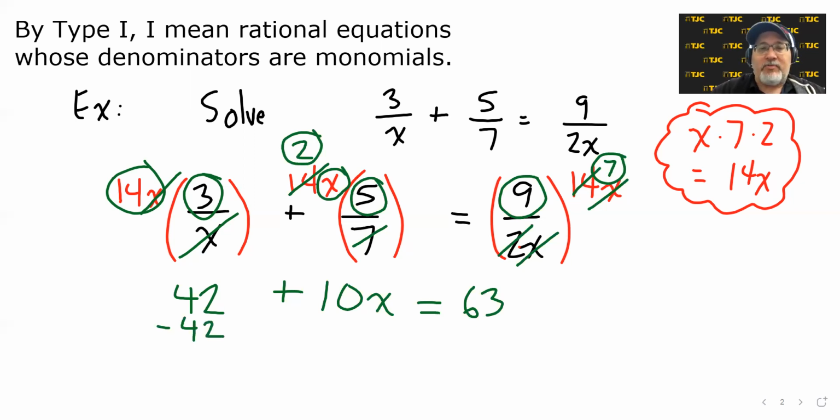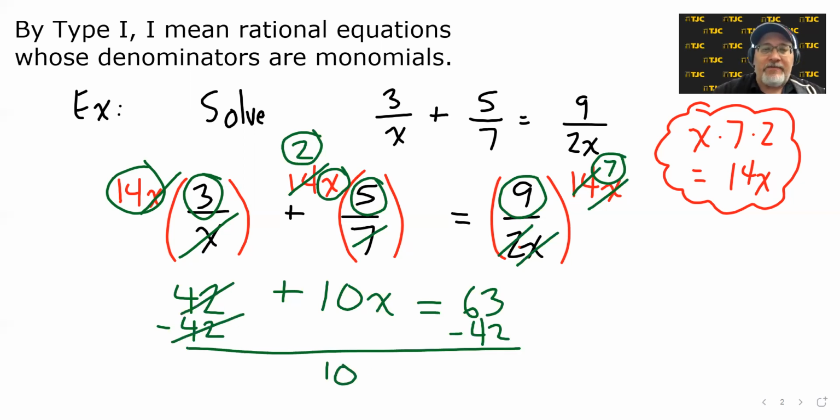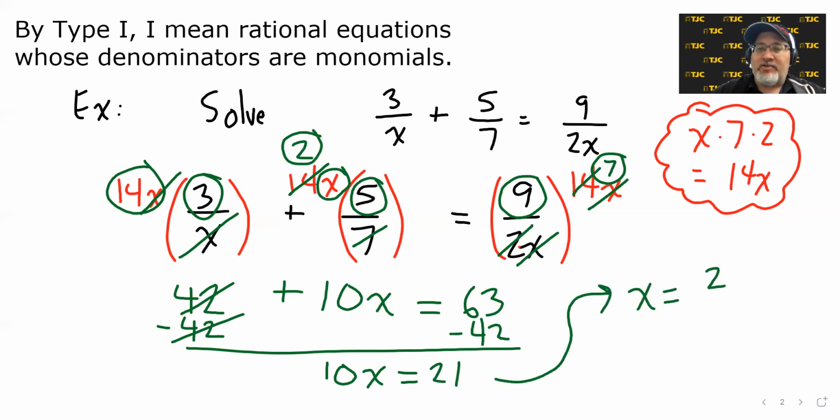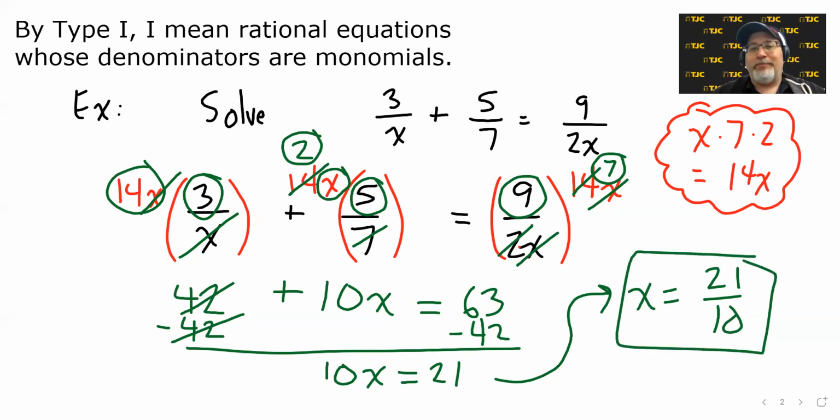We can finish it by subtracting 42 from both sides. Cancel the 42s on the left, leaving 10x on the left, equals. On the right side, 63 minus 42 is 21. And of course, our last move would be to divide by 10, which I'm not going to manually write because it's kind of crowded down there. But we do get x equals 21 over 10.